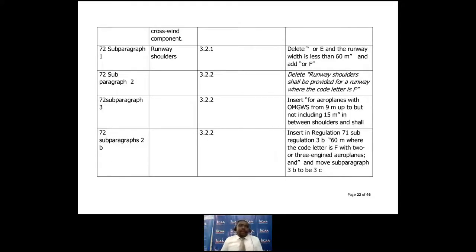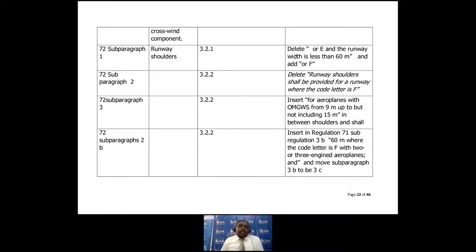And then regulation 72, sub-paragraph 1 on runway shoulders. Some statement was deleted after the amendment of Annex 14, Volume 1, that is on Clause 3.2.1. So we delete the word E and the runway width is less than 60 meters, and add or F.